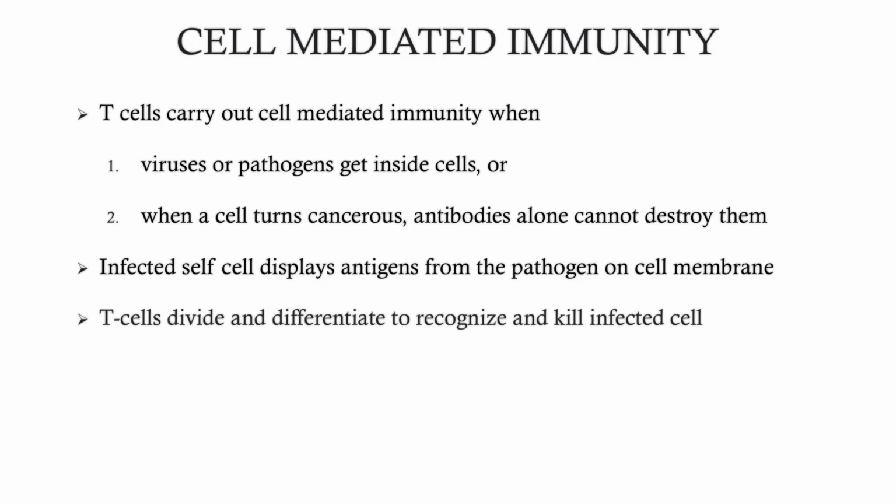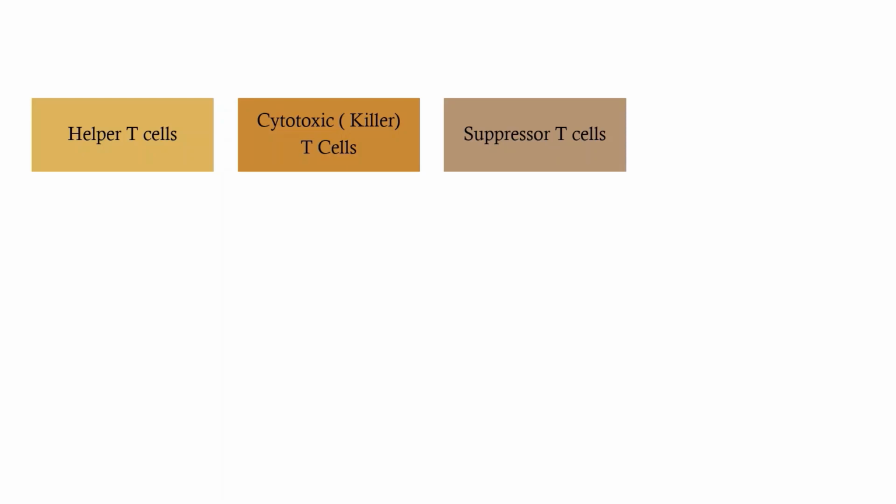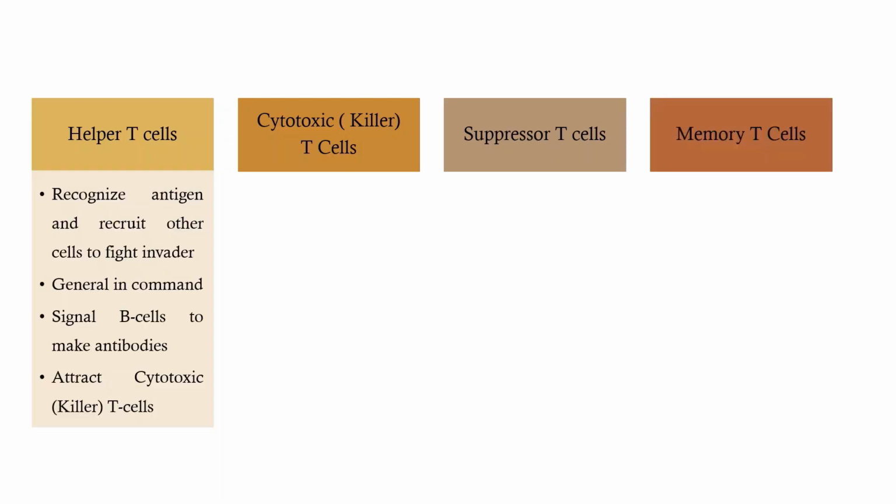The T cells differentiate themselves into helper T cells, cytotoxic or killer T cells, suppressor T cells, and memory T cells. The helper T cells help in recognizing the antigen and recruit other cells to fight the invader. They act as the general in command. They signal the B cells to make antibodies. They attract the cytotoxic or killer cells.